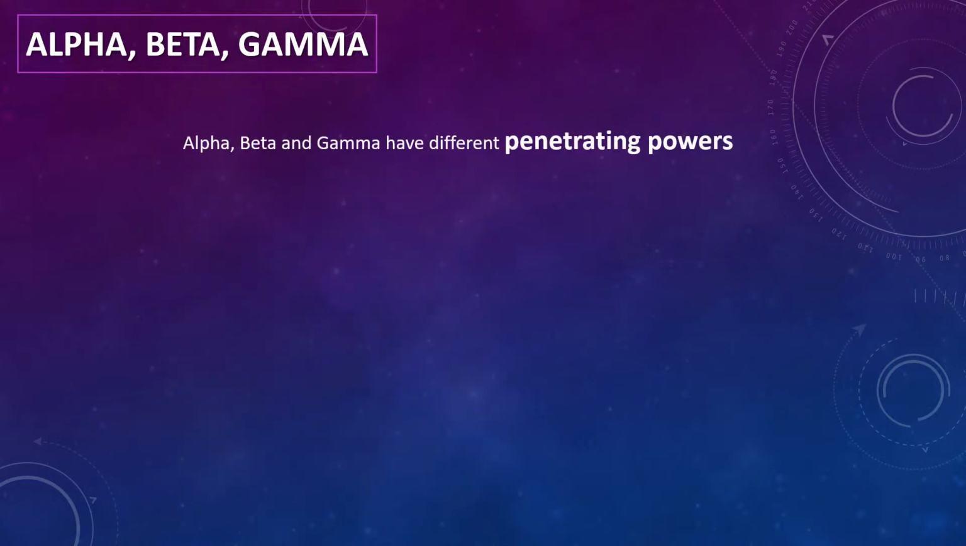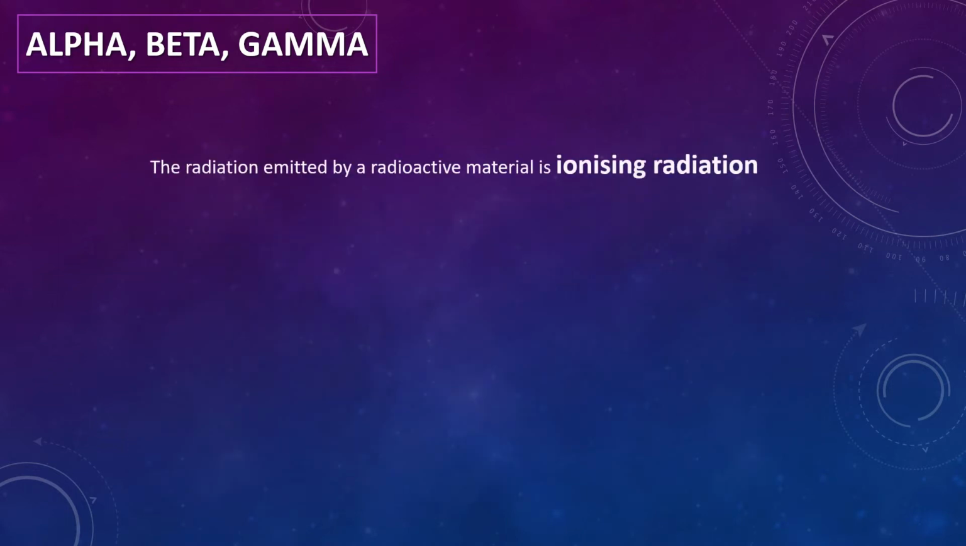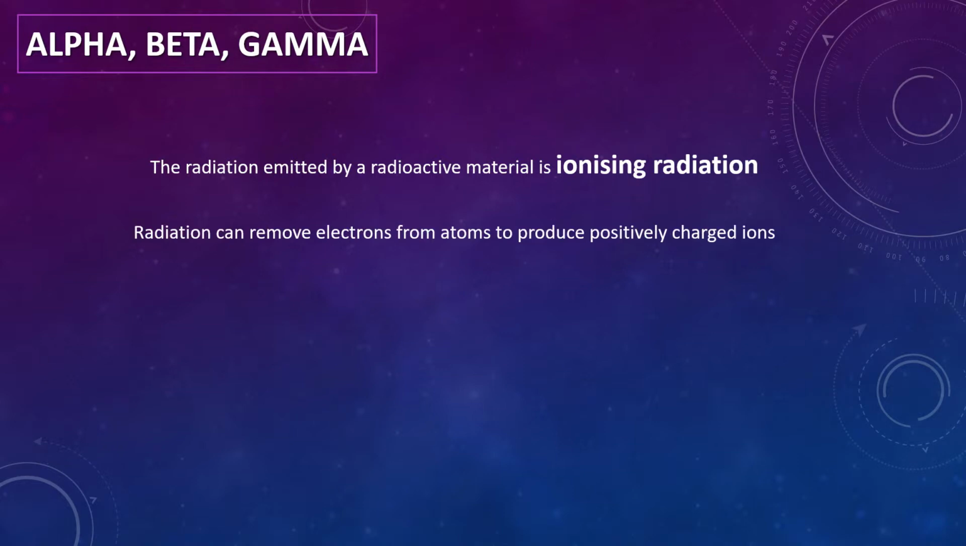So, alpha, beta, and gamma have different penetrating powers, which means they can penetrate through different types of materials. And as we can see here, alpha gets stopped at a hand, or more usually, a few sheets of paper. Beta is stopped at aluminium, and gamma, most of it, is stopped at lead. Not all of it, that's important. The radiation that is emitted by a radioactive material is known as ionizing radiation, and radiation can remove electrons from atoms to produce positively charged ions.